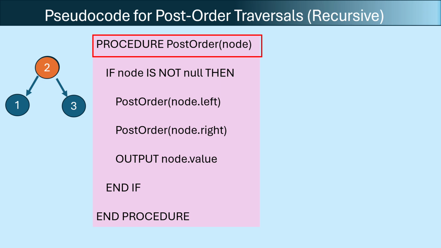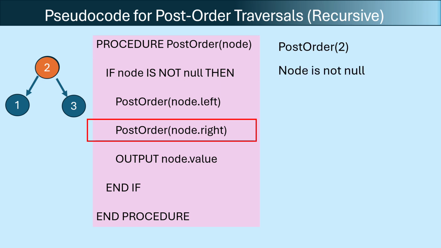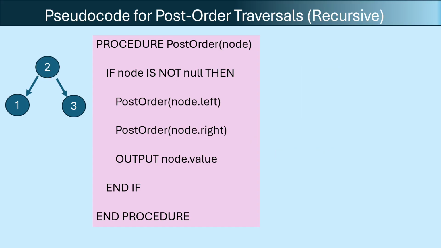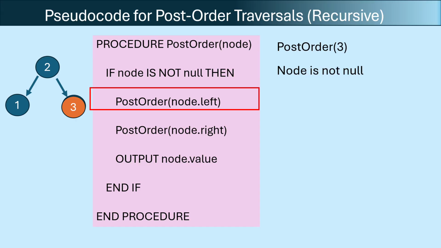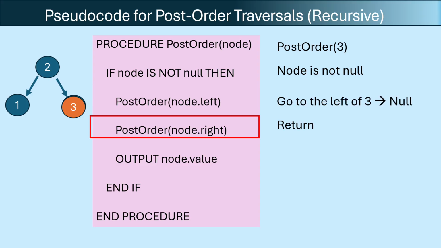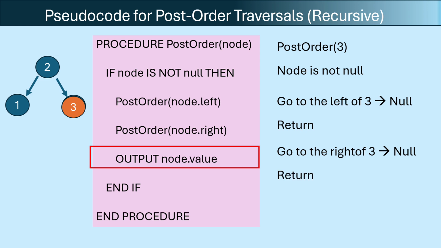Then we're going to go back to 2. Post-order 2. It is not null. So we've already done the left side of 2. We're now going to the right side of 2. Well, the right side of 2 is 3. So we're now going to call post-order 3. Well, post-order 3, it is not null. We need to check the left side of 3. That's null. We return. We need to check the right side of 3. Well, that's null. We return. Then we're left with, let's print it out. So print out the number 3.